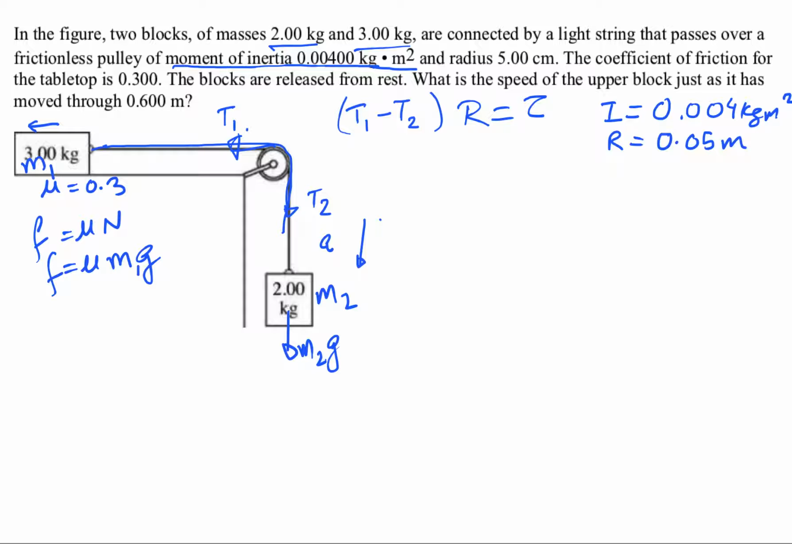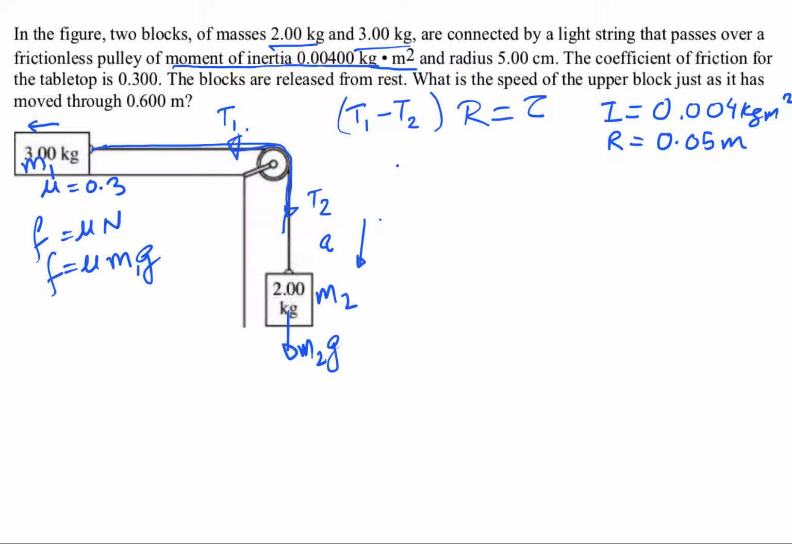There are two ways to do this. I think the energy way is probably the easiest one, so I'm just going to work it out the energy way. You can try the other way, where you would equate the forces, find the dynamics, and use kinematics to find the speed of the upper block. So let me work it out with the energy.